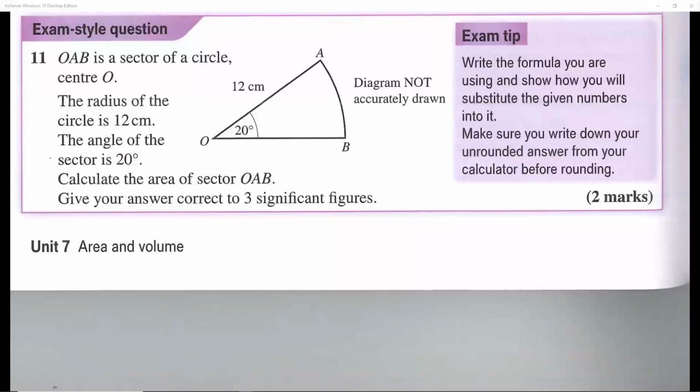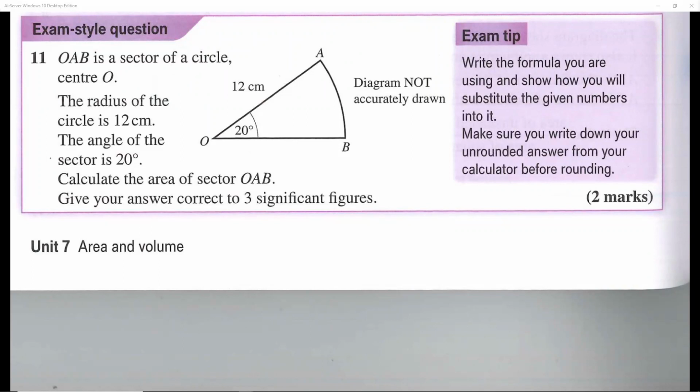Okay, exam style question. Question number 11. Salih, start the question first, please. AOB is the sector of a circle, center O. The radius of the circle is 12 centimeters. The angle of the sector is 20. Calculate the area of the sector AOB. Give your answer correct to 3 significant figures.